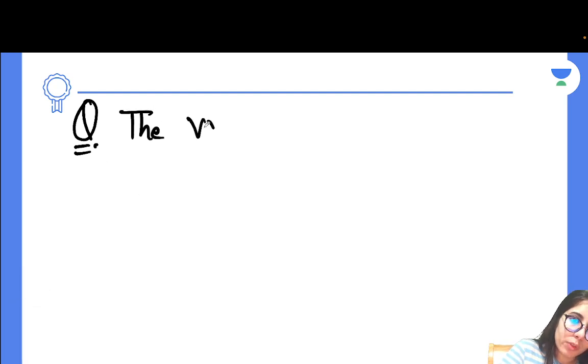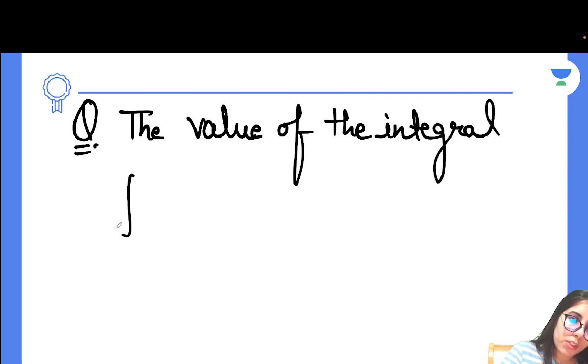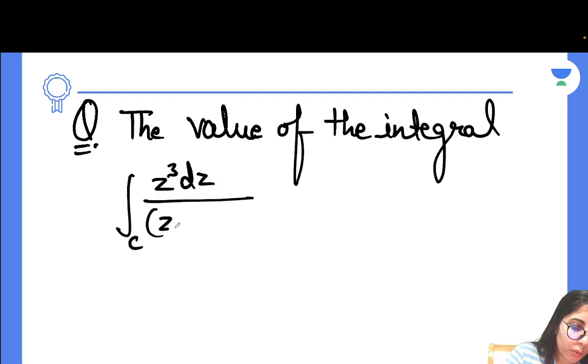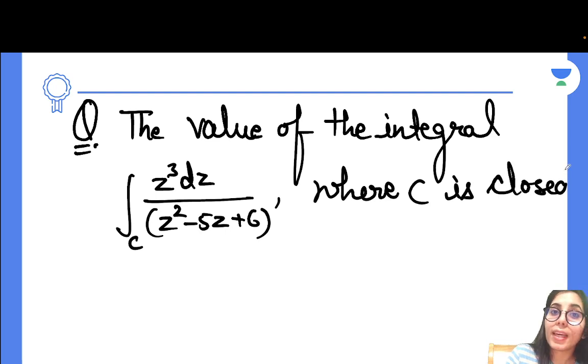The value of the integration over C of z cubed dz divided by z square minus 5z plus 6, where C is a closed contour. See, they have specified that it's a closed contour. You can apply the Cauchy's residue theorem, you're free to do that.